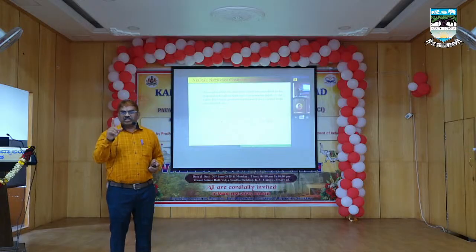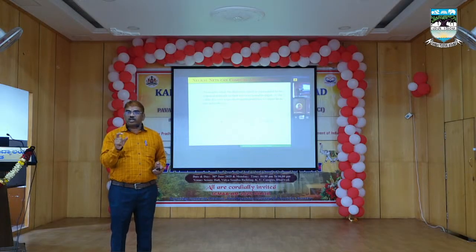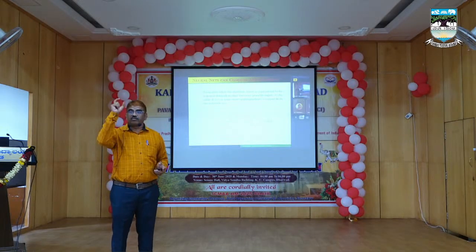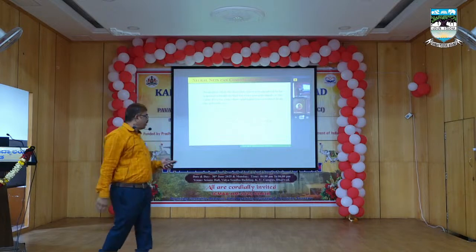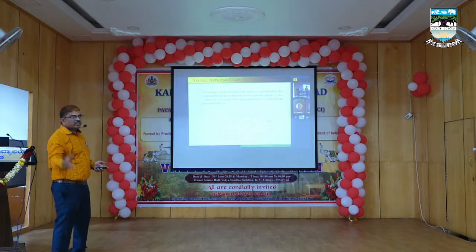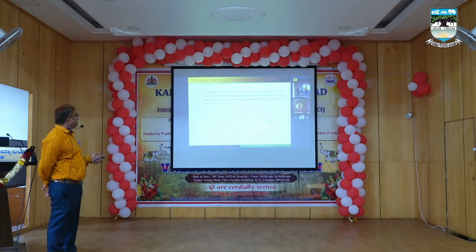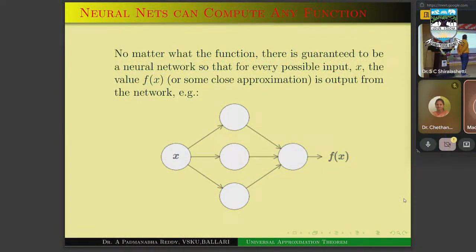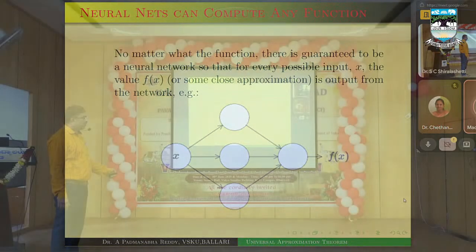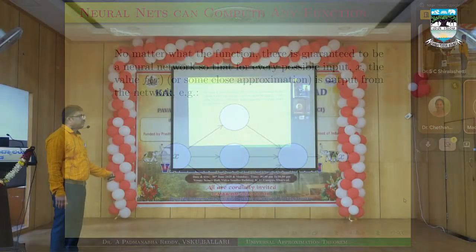Now here the crux point is how to construct a constant function from a neural network. Okay, now start. No matter what the function, there is guaranteed to be a neural network so that for every possible input x, the value f of x, up to some close approximation epsilon, is output from the network. This is the input, f of x is the output of the neural network. This is the hidden layer.